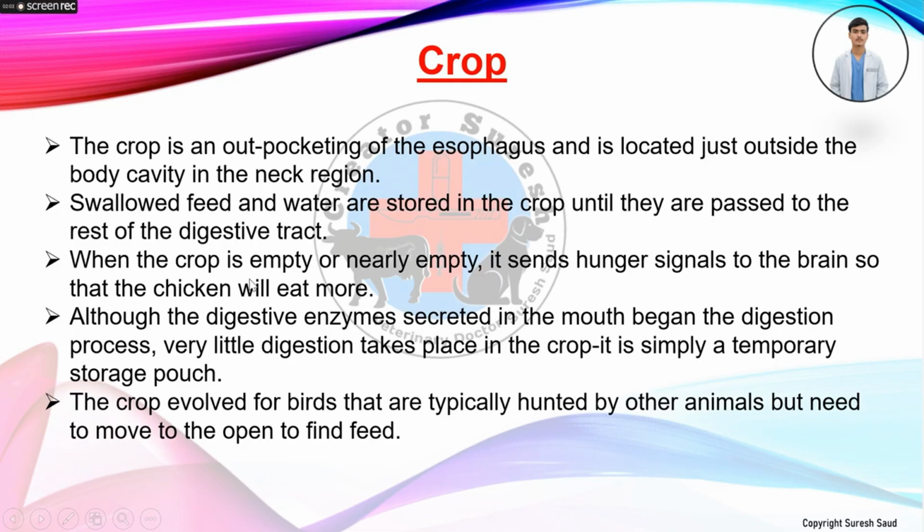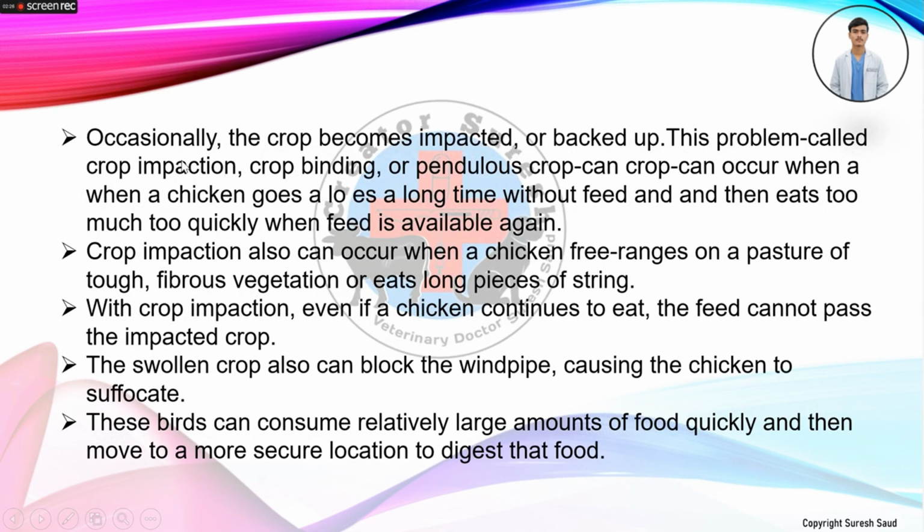When the crop is empty or nearly empty, it sends hunger signals to the brain so that the chicken will eat more. Although the digestive enzymes secreted in the mouth began the digestion process, very little digestion takes place in the crop. It is simply a temporary storage pouch. The crop evolved for birds that are typically hunted by other animals but need to move to the open to find feed. Occasionally, the crop becomes impacted, or backed up.